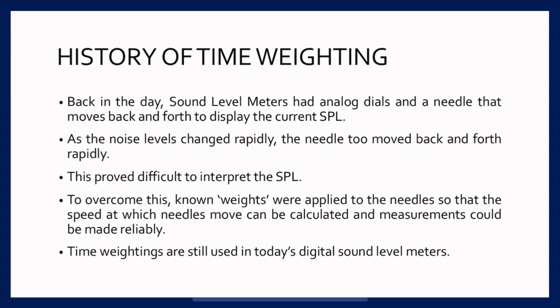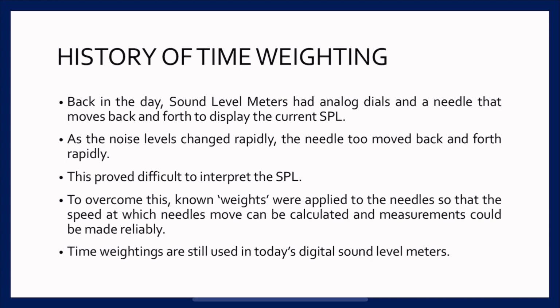So why is time weighting required? Where does the need arise from? In the past, sound level meters had analog dials and a needle that moves back and forth to display the current sound pressure level. Nowadays, we have digital sound level meters. Back in the day, when the noise levels changed rapidly, the needle would also move back and forth rapidly.